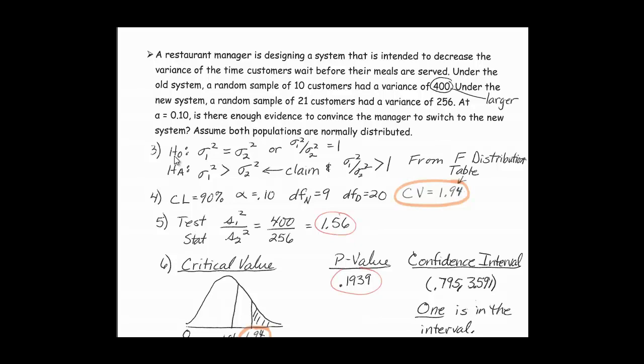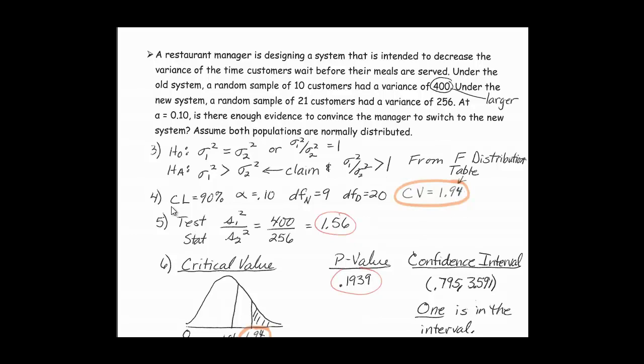Okay, just like always, we're going to have to identify our null and alternative hypotheses. The null is that the variance of the first population is equal to the variance of the second population, or the ratio of these two variances is equal to 1. The alternative is that the first variance is larger than the second variance, and that's where our claim is, or that the ratio of these two is greater than 1.